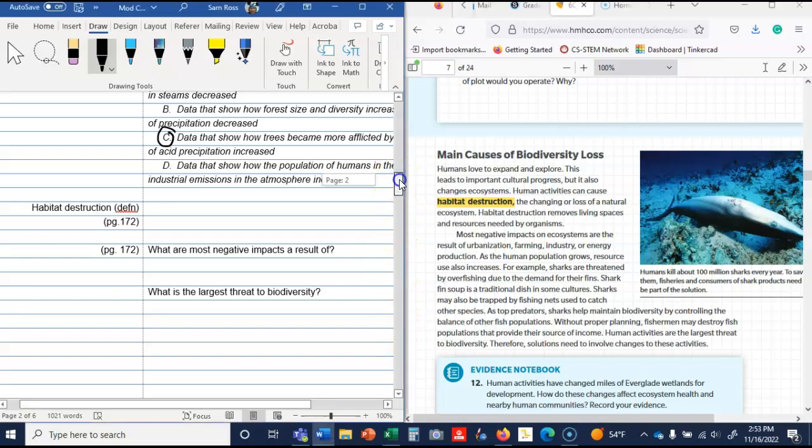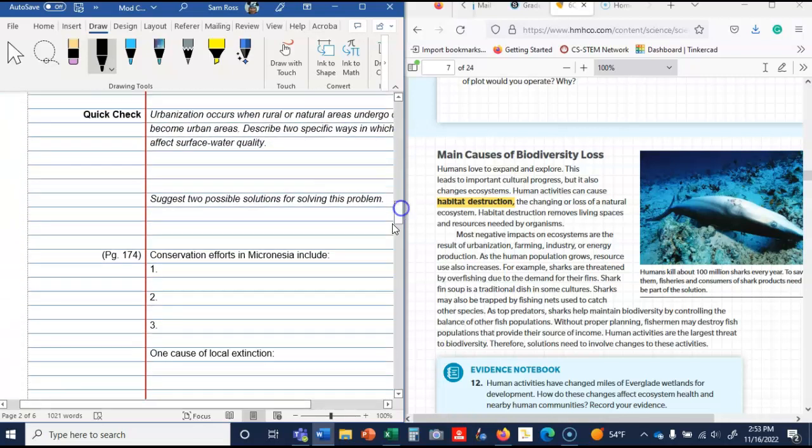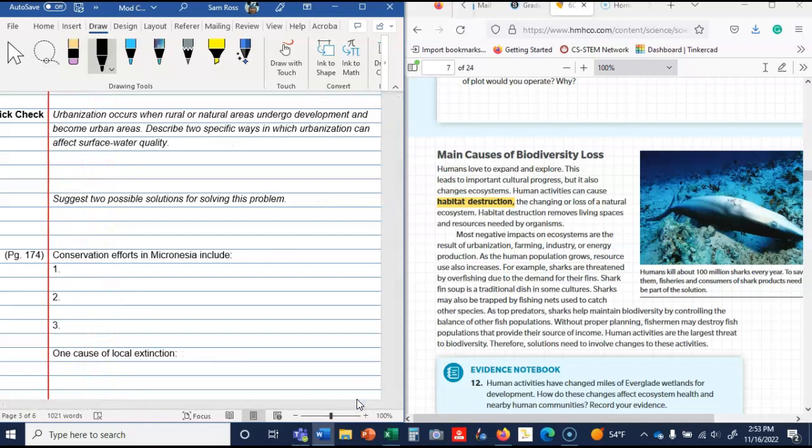So let's go ahead and move this down. We've got another quick check. It says urbanization occurs when rural or natural areas undergo development and become urban areas. Describe two specific ways in which urbanization can affect surface water quality. Where is this question? Here it is.